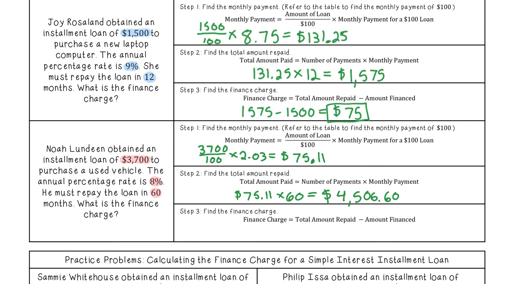To figure out my interest, I take what I actually paid for that loan, $4,506.60, and subtract the amount that I borrowed. When I subtract those two things, I end up realizing I paid $806.60 over the life of that loan in interest. This is what I paid in interest. That's a lot of money in interest. So we're going to talk about how the life of the loan can really affect how much you end up paying in interest.